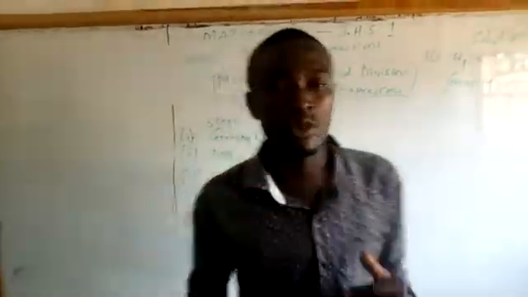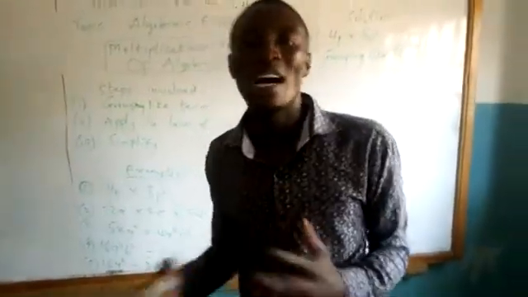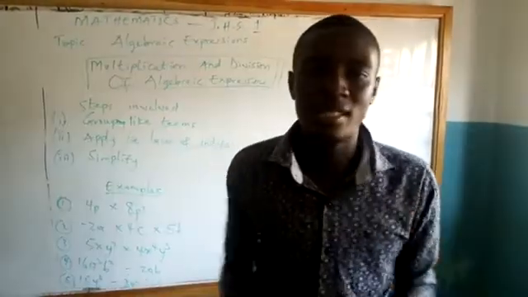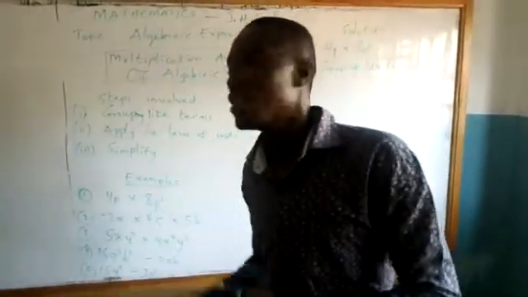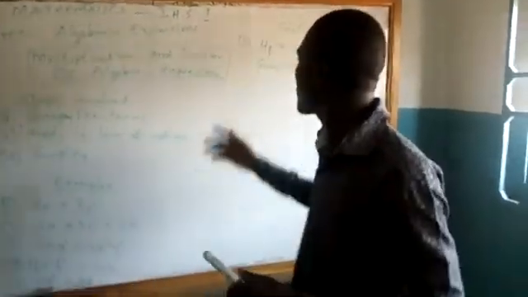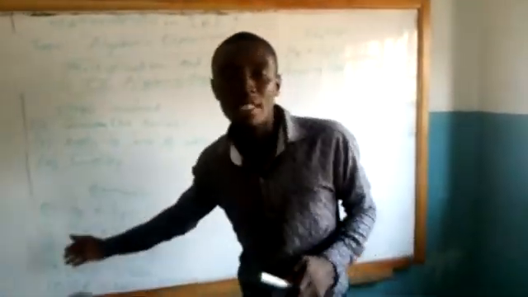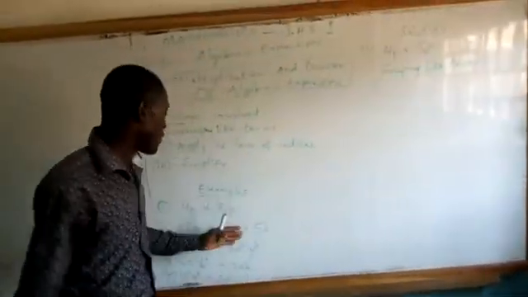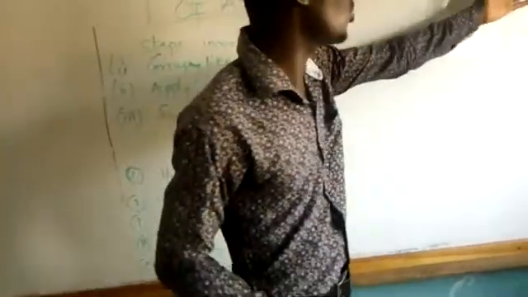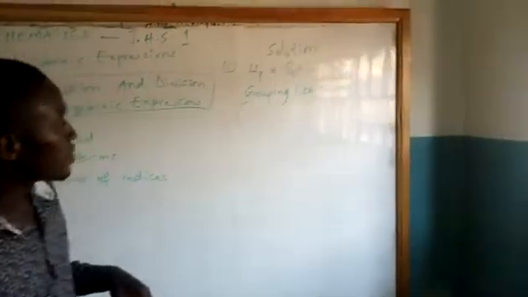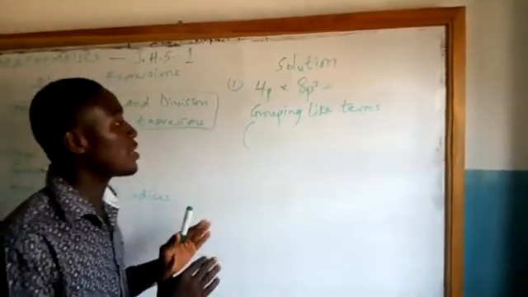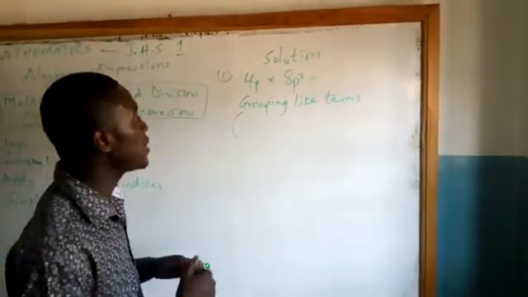So now we want to take some examples and apply what we have just understood conceptually. We want to apply and practice some examples. Looking at example 1, we have 4p times 8p squared. Like I said, you have to first group like terms. That makes it very easy. So in this first example, we want to take our steps and apply all of them.